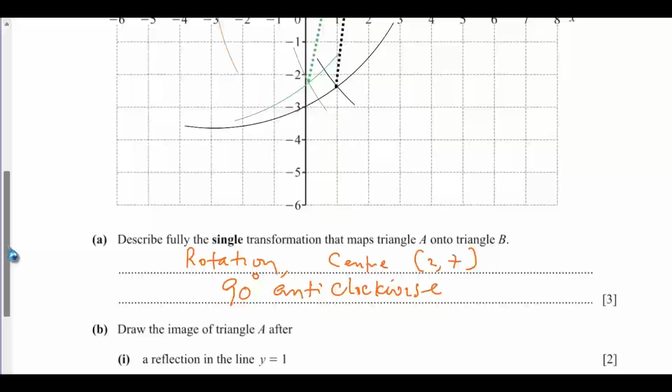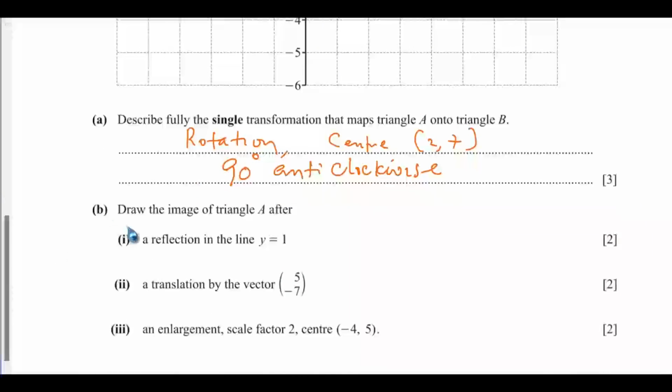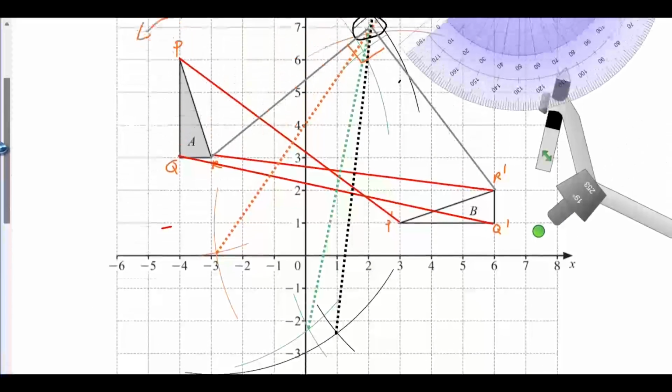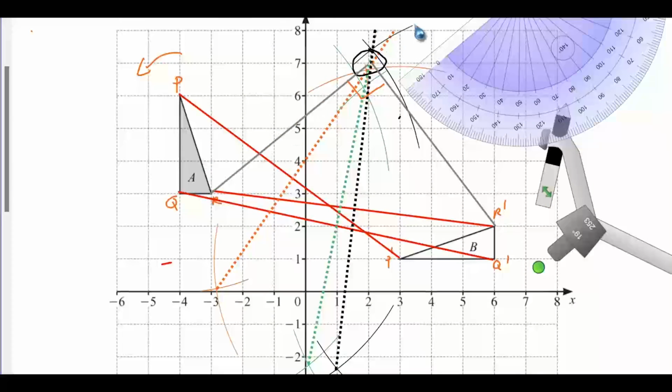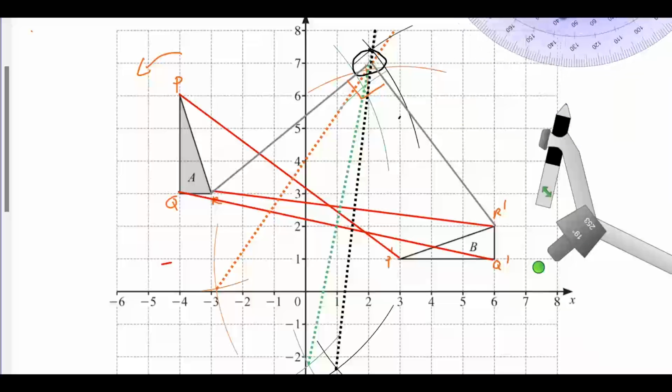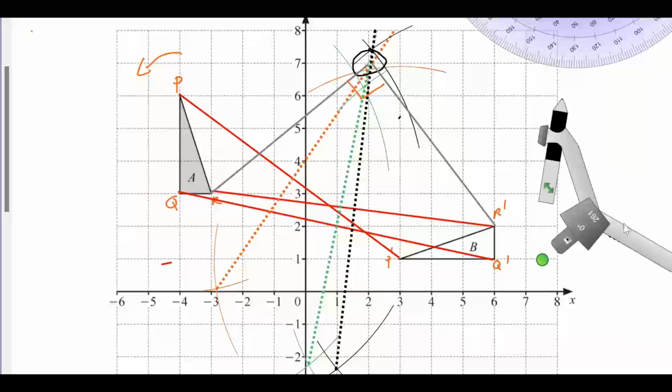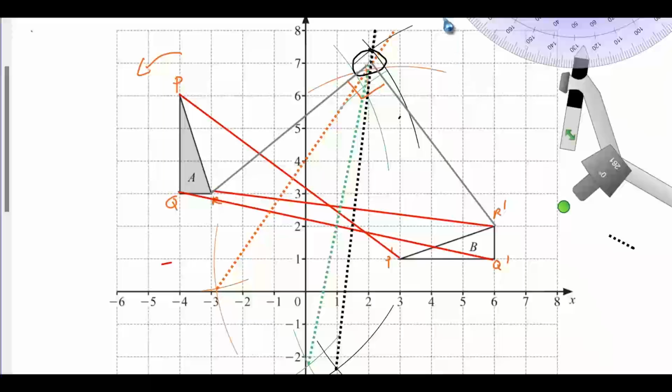So let's go to the next question. That will be part B. Draw the image of triangle A after Roman figure 1, a reflection in the line y equals 1. So let's draw the line y equals 1. I can remove this a little bit. Let's shift this up so I can remove these two. I don't need them for now. The line y equals 1 will be this. So from here, you draw to this point here. That is the line y equals 1.